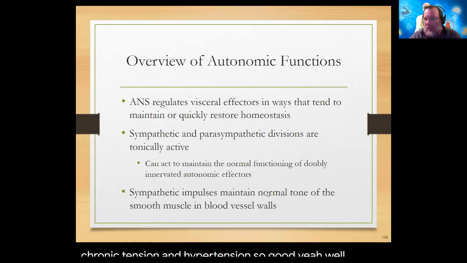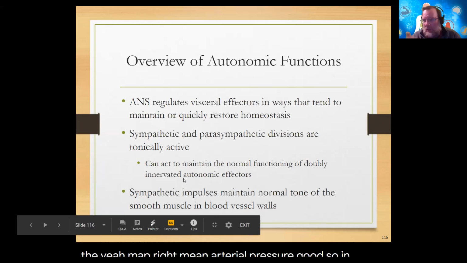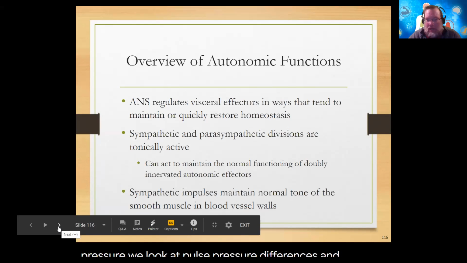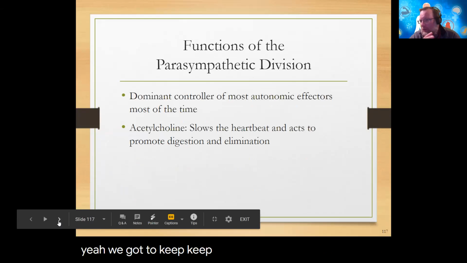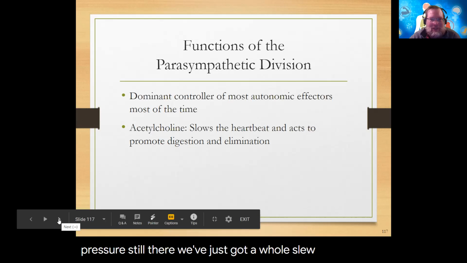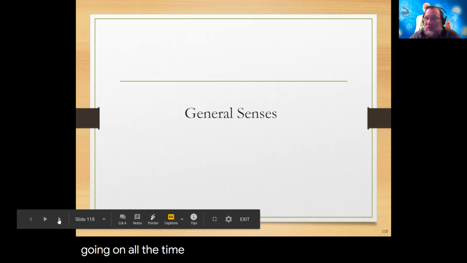Yeah, we'll look at the MAP, right? Mean arterial pressure. So in advance, we do some labs that analyze mean arterial pressure. We look at pulse pressure differences, and anyhow, we've got to keep all the tubes ready. That's that autonomic system, so the nervous system, even when you're asleep, right? The heart's still pumping, blood pressure's still there. We've just got a whole slew of stuff going on all the time. It's pretty fascinating, isn't it?